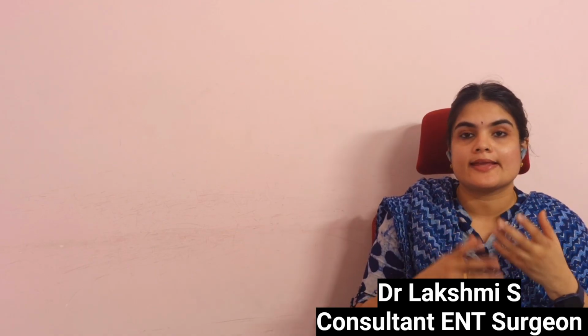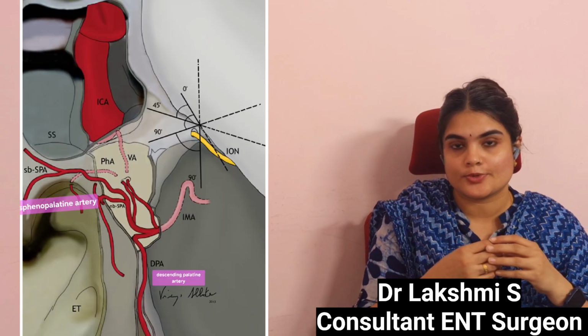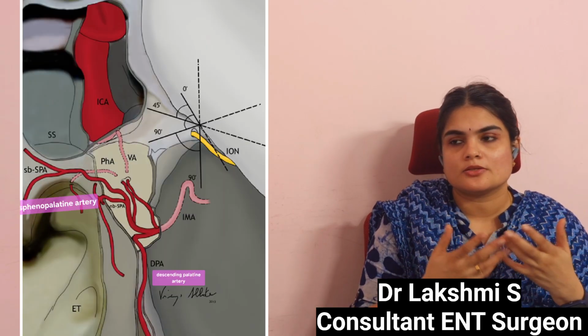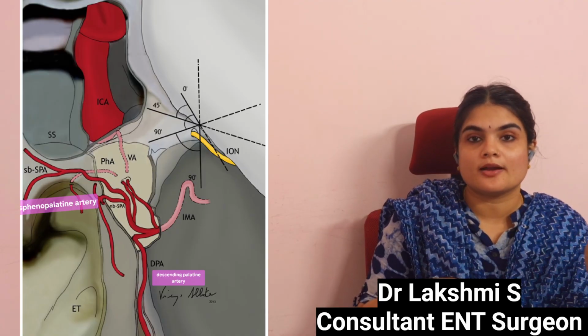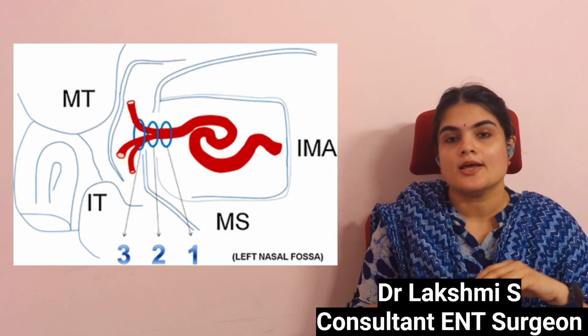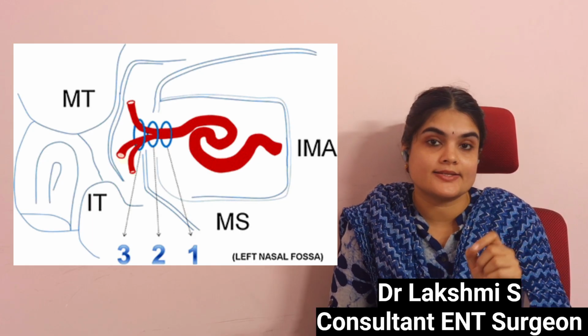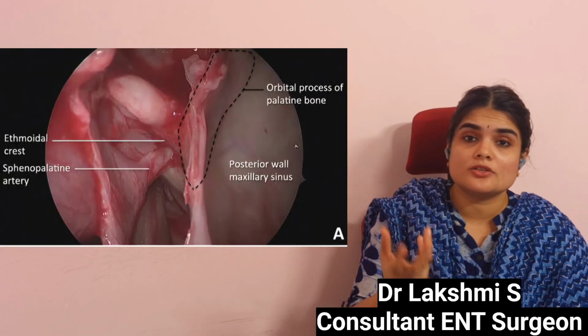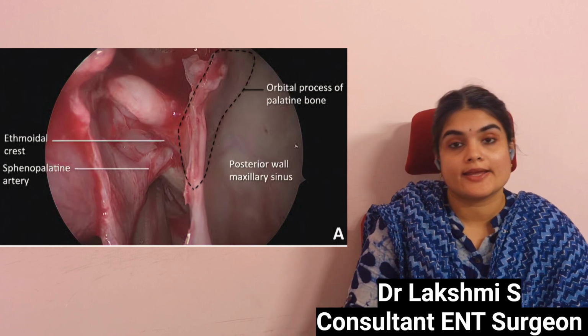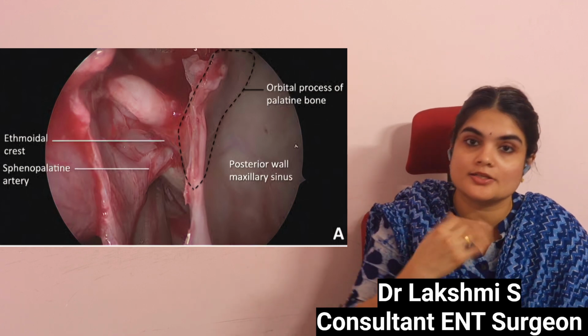The sphenopalatine artery can branch at the area of the sphenopalatine foramen. So 95% of the studies show that there are 2 or more branches of the sphenopalatine artery medial to the crista ethmoidalis. All of these have to be identified and ligated for a successful endoscopic ligation of the sphenopalatine artery. If it is not possible, we will have to go for ligation of the internal maxillary artery in the pterygopalatine fossa.